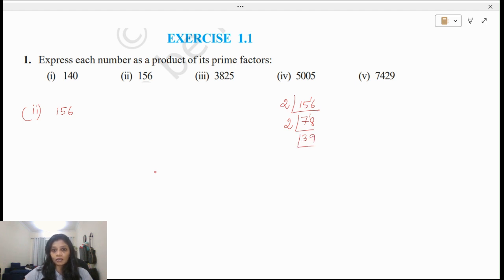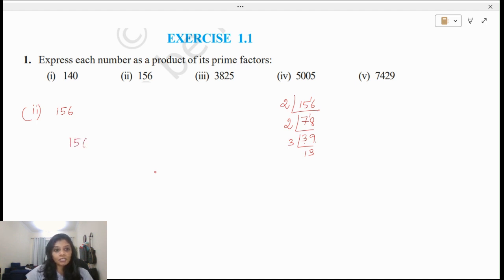Now 39. Okay, 39 is not an even number, but I know the sum of the digits, 3 plus 9, gives me 12, right? So it comes in the 3 table. So when the sum of the digits is divisible by 3, then I can go with the prime number 3 to divide it. So 3 ones are 3. 3 times 3 is 9. And 13 is a prime number, so I can stop doing factorization.